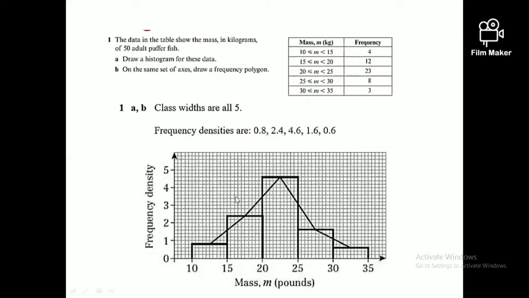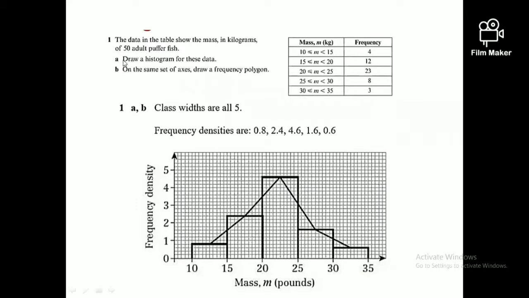Let's come up to this question. In this question, what they say is the data in the table shows the mass in kilograms of 50 adult puffer fish. If you understand this information, from 10 to 15 there are 4 puffer fish. There are 12 fishes in the category of 15 to 20, 23 in 20 to 25, 8 in 25 to 30, and so on it goes.